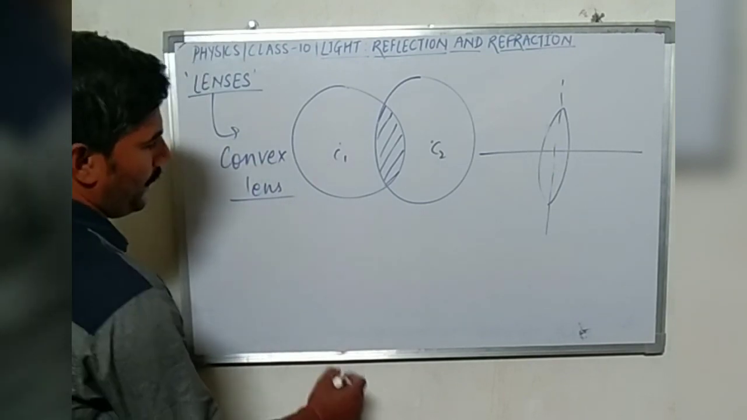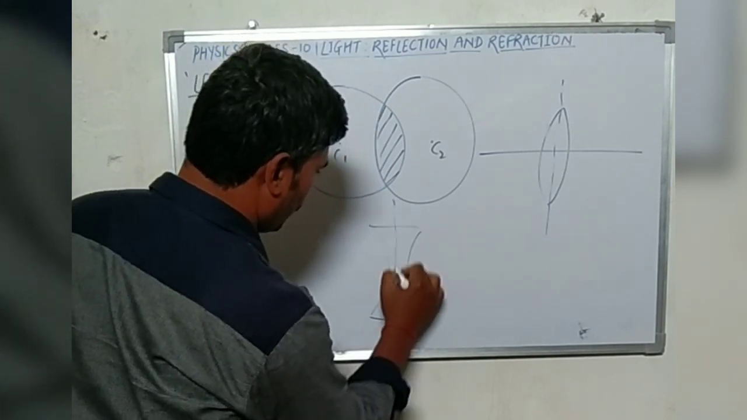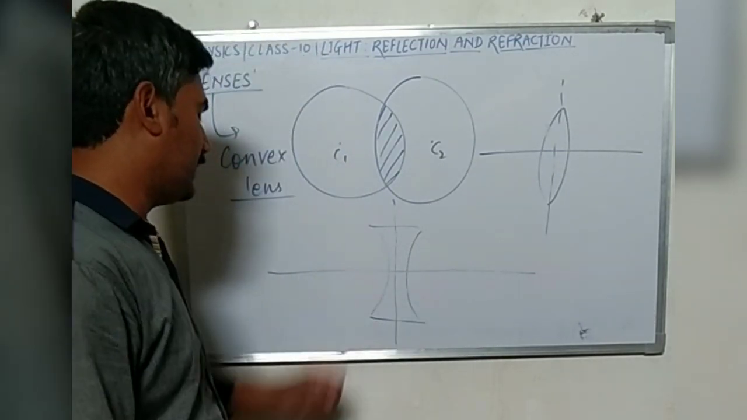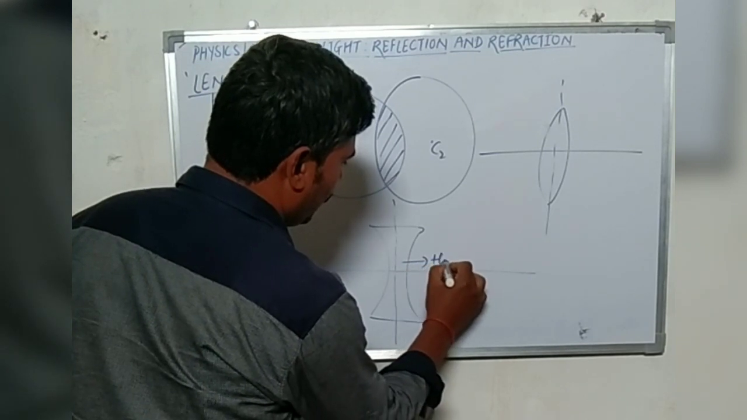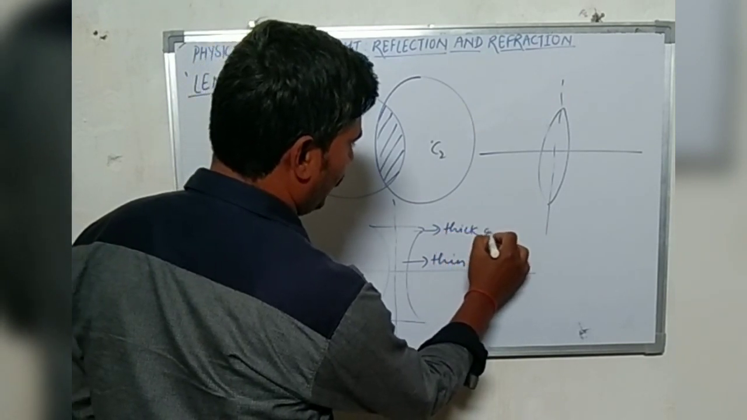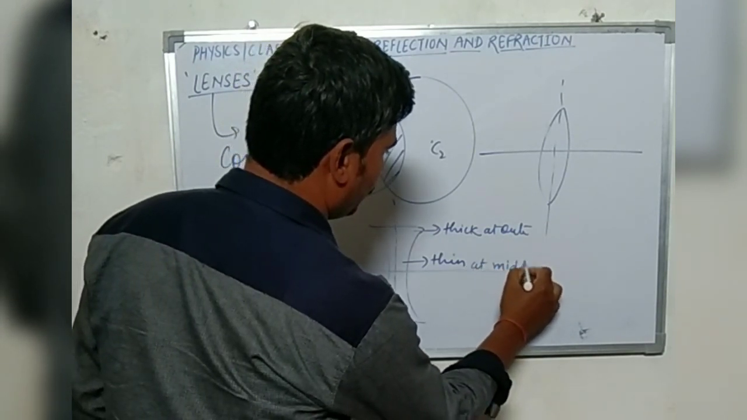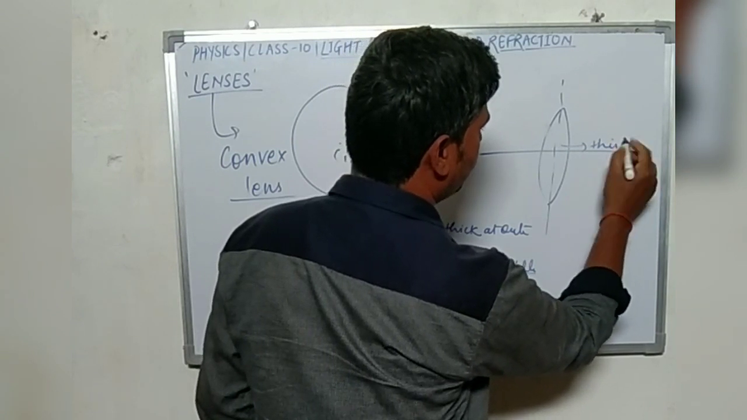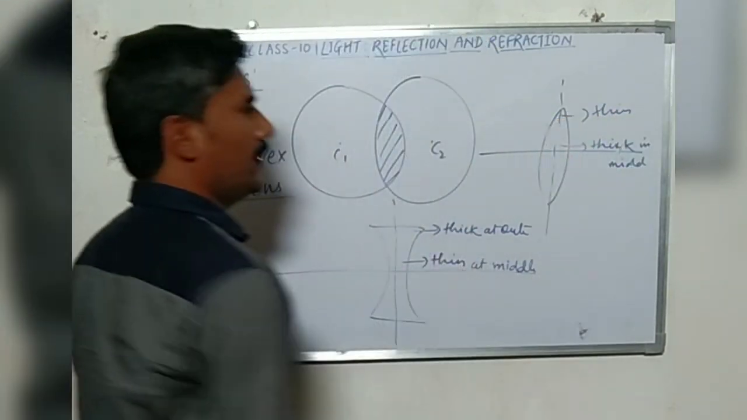Then what is a concave lens? A concave lens also has two surfaces, but in this case the lens is thin at the middle and thick at the outer spaces, while in the case of a convex lens it is thick in the middle and thin in the outer spaces.